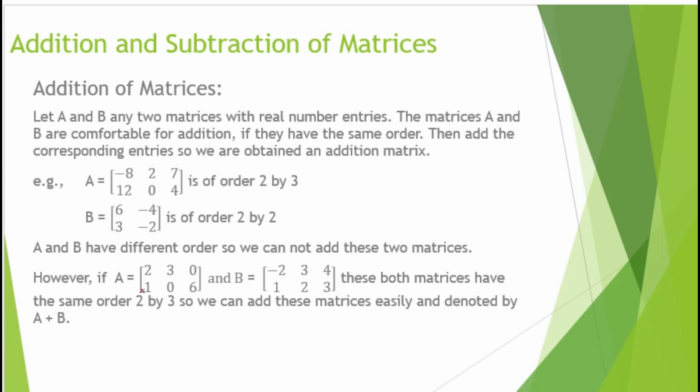In the next example, A is equal to 2, 3, 0, 1, 0, 6 and B is equal to minus 2, 3, 4, 1, 2, 3. If we look at A and B, both matrices have the same order. The order is 2 cross 3. So we can add these matrices easily, and it is denoted by A plus B. When we add two matrices A and B, we denote it by A plus B.